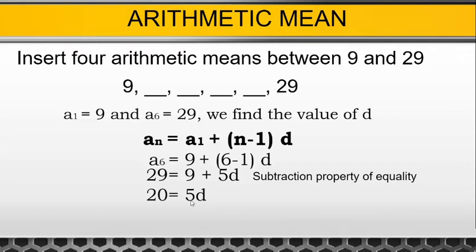It is 20 is equal to 5d since, in the subtraction property of equality, we have to remove 9 here by subtracting 9. So 9 minus 9 is equal to 0. And when you do it on this side, you should also do it on the other side. So 29 minus 9 is equal to 20. For 5d, to remove the 5 here, we divide by 5. So 5 divided by 5 is equal to 1, and 20 divided by 5 is equal to 4. So the common difference is equal to 4.